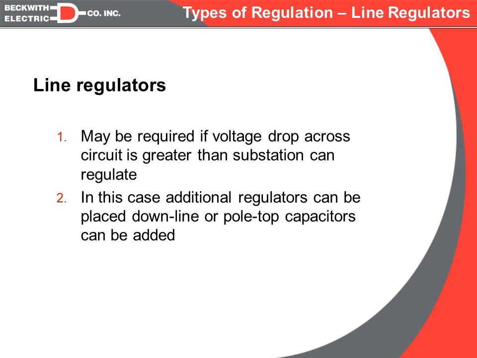If we were to place a line regulator halfway down that line, then the LTC would only be regulating the portion of the circuit up to the line regulator, which may only be a 4 volt drop, and now that portion is much more consistent with the others.